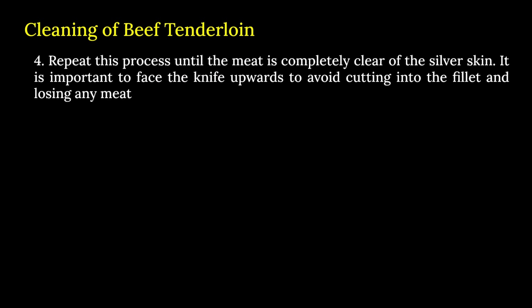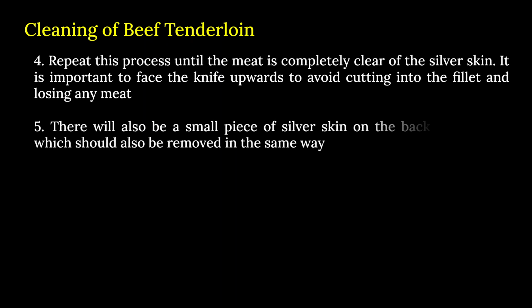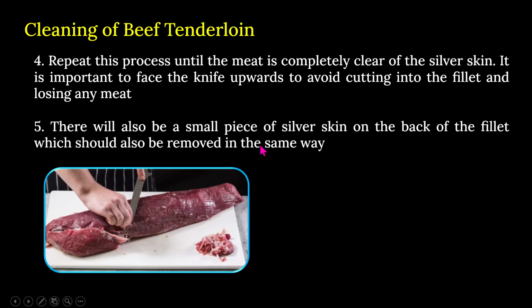So repeat the process till the silver skin is completely removed. There will also be a small piece of silver skin on the back of the fillet, which should also be removed in the same way. So our basic purpose is to remove the silver skin from all the areas, and it will look like this. Once the remaining part of the silver skin is removed, it is kept on one side nicely, and now we can look at the fillet, which has become absolutely clean.